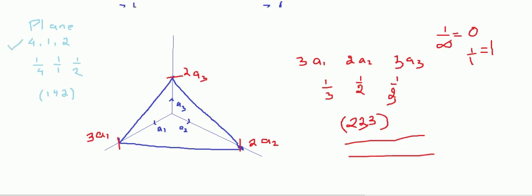So if the intercept is given, find the smallest integers. Here also the intercept was given, and you found the smallest integers having the same ratio. Okay, some more examples. The more examples you do, the clearer idea you'll get. So consider this example where I have a plane here.